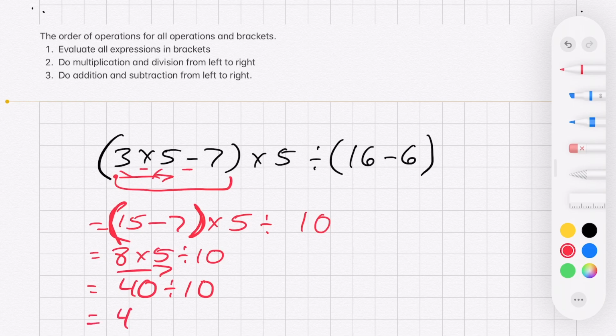Okay, so what you'll notice is we didn't talk originally about the division, but division is grouped with multiplication. So if you're looking from left to right and there was division first, you would do the division first. And then number 3, you do addition and subtraction from left to right. So addition and subtraction is grouped together, and so is multiplication and division.